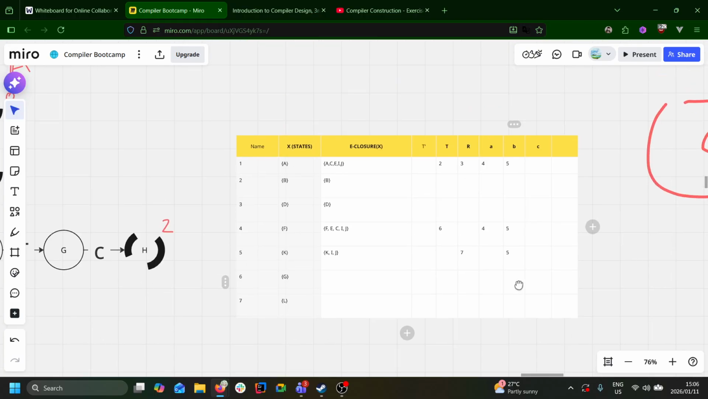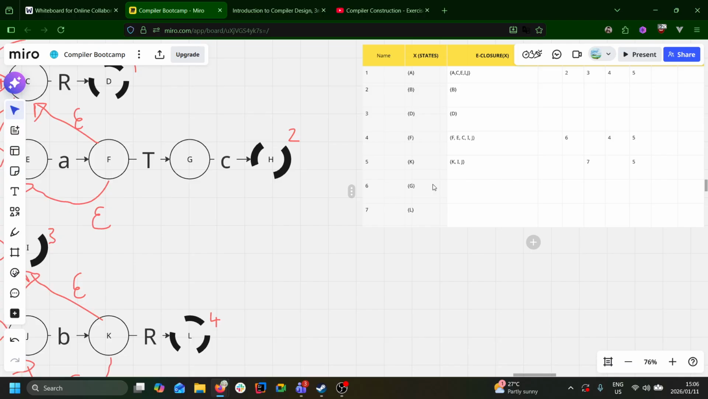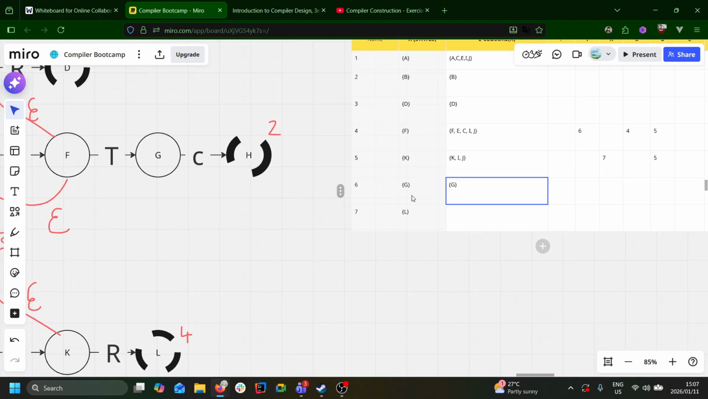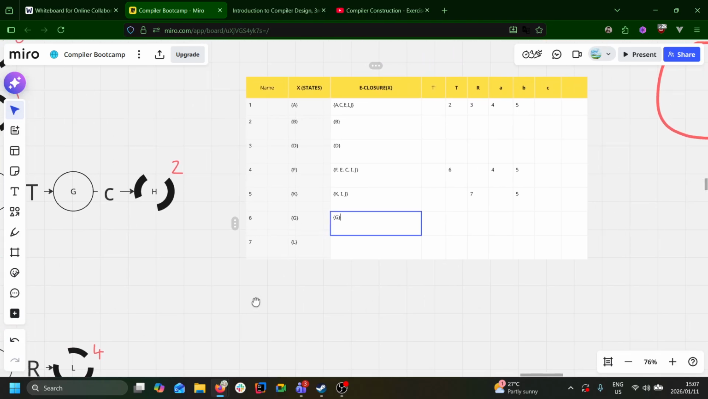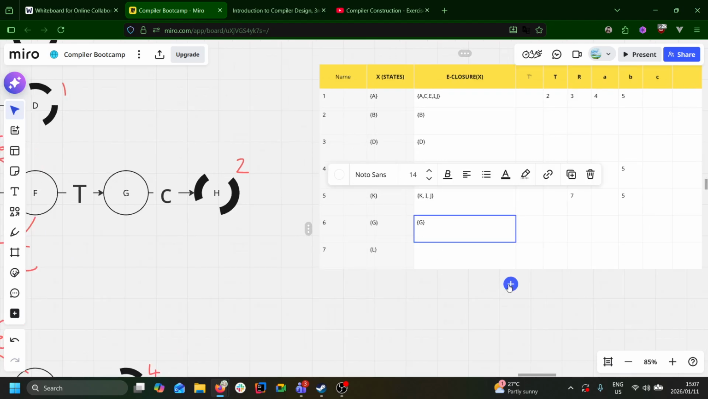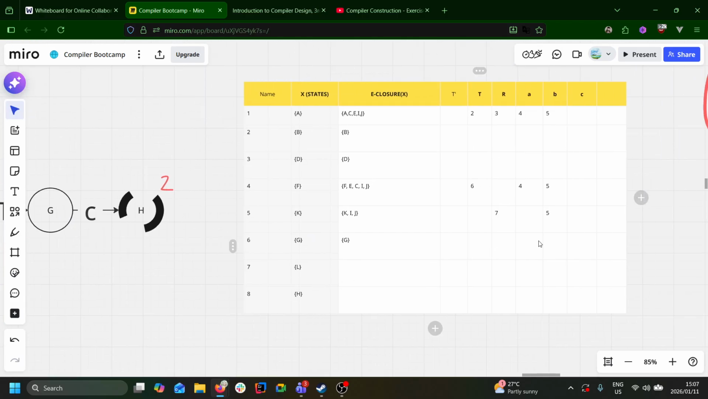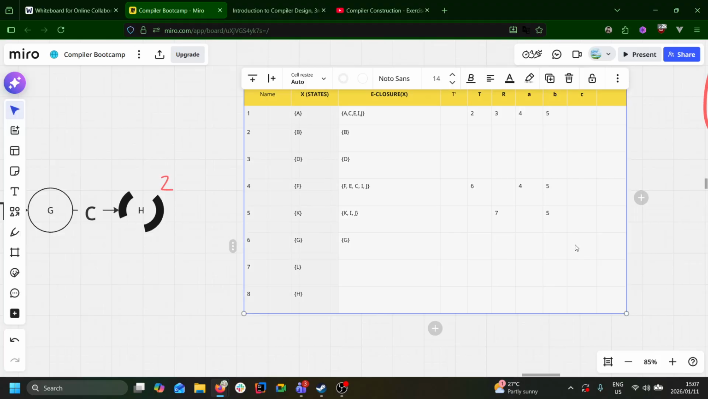So that's that, and we can look at G for now. We move on to the next row. G only has a transition for C. When we do epsilon for G, it's just G because there are no epsilon transitions out of this. G has only a transition for C, and the C takes us to H. There's no H here, so we're going to add a new row for H. It's just going to be H, which is 8. So we're just going to say C takes us to 8.